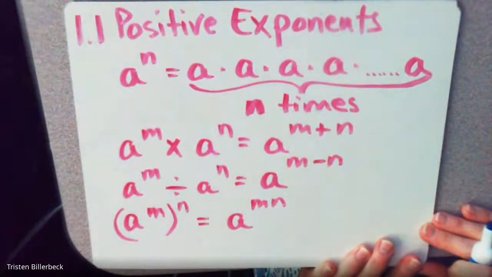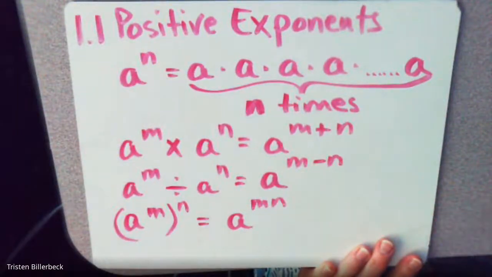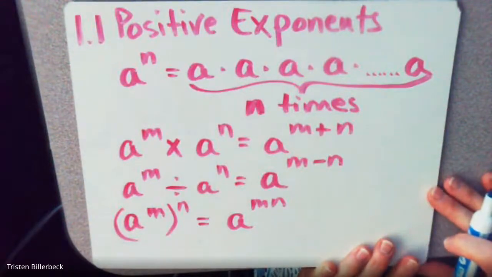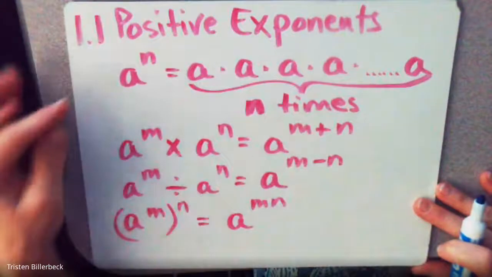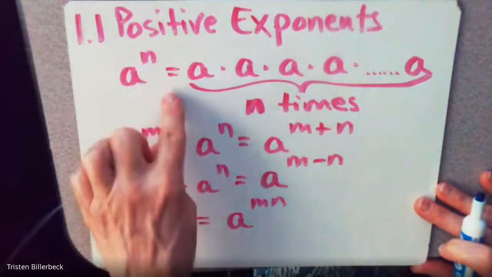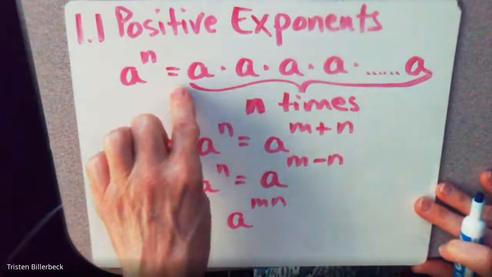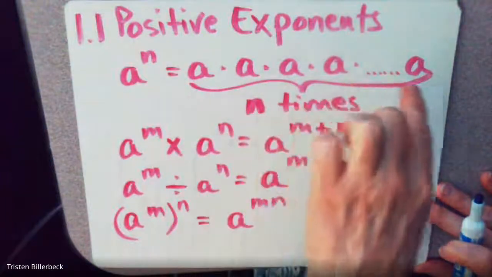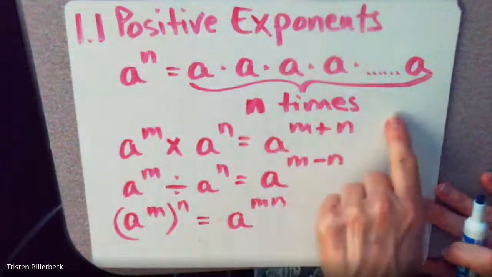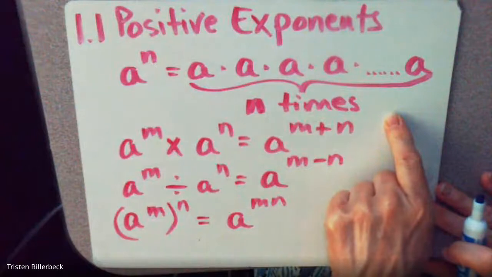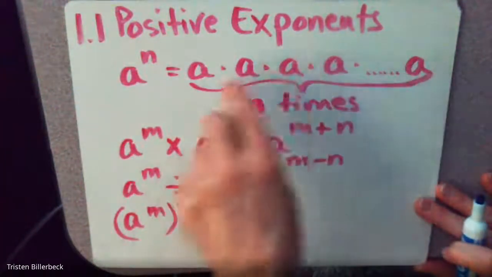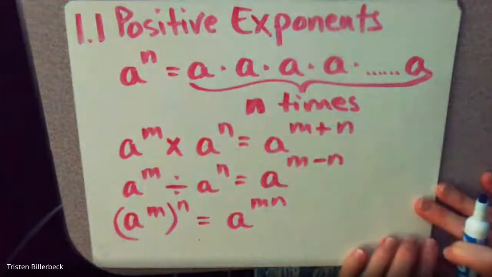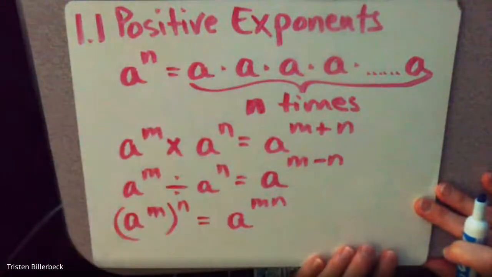We're going to talk about the first section in Singapore Math 8, 1.1, and it's about positive exponents. Positive, of course, we know is 1, 2, 3, 4, 5, 6, and 0 is neither positive nor negative. So a to the n is the same thing as a times a times a, n different times. If we had n of these a's multiplying with each other, that would be a to the n.